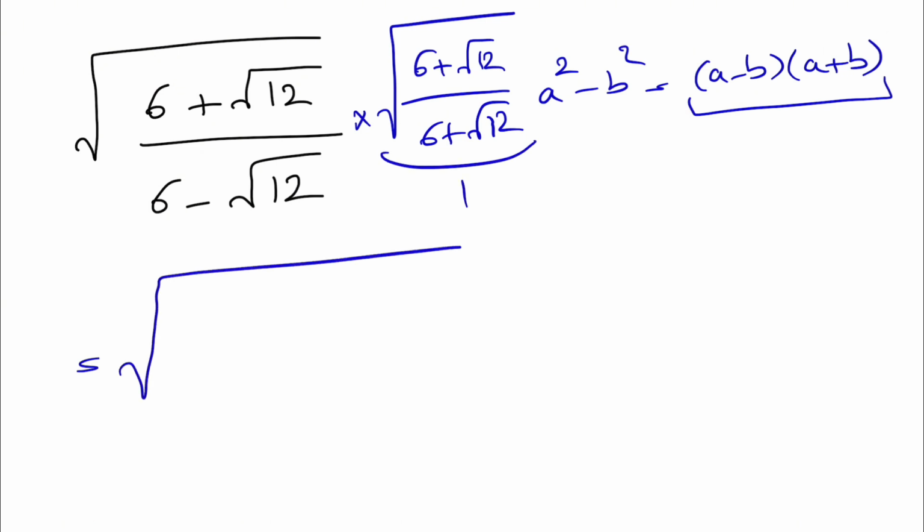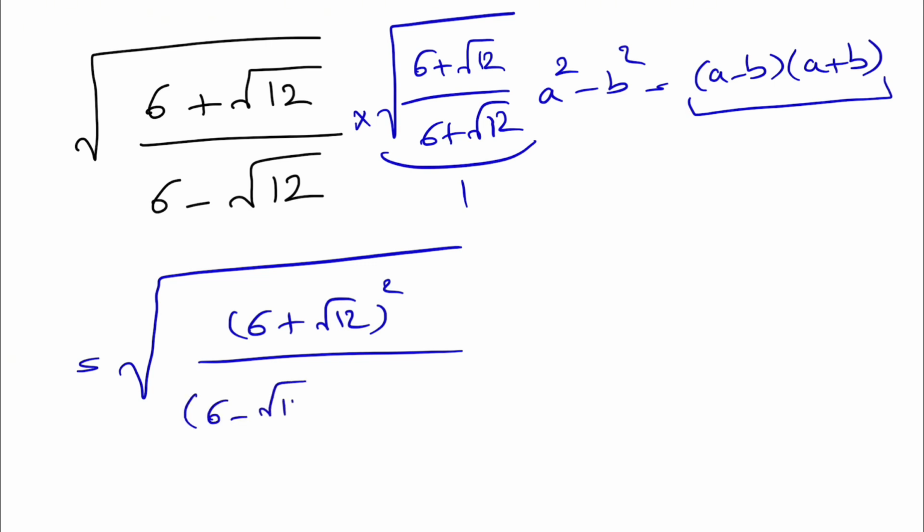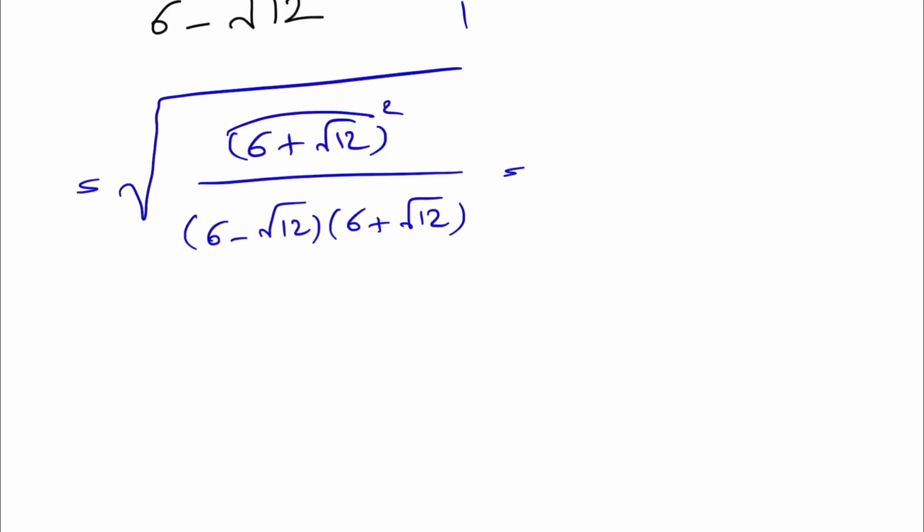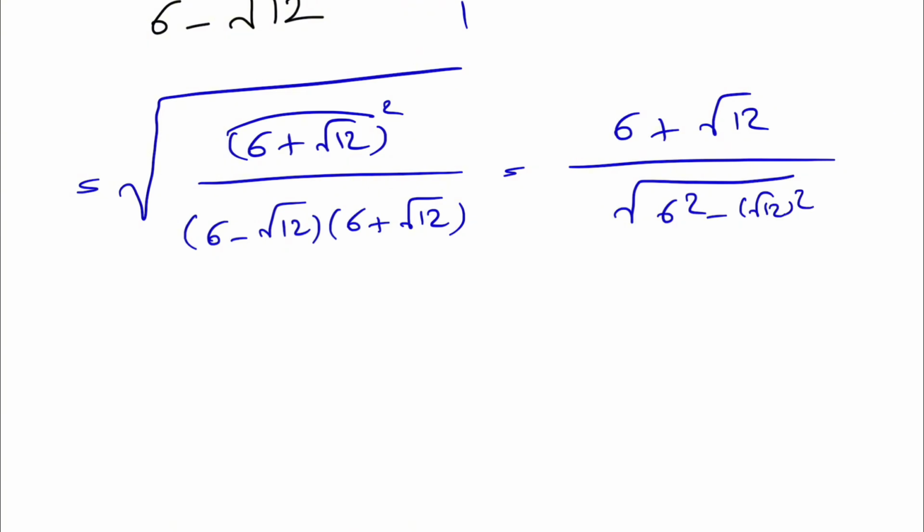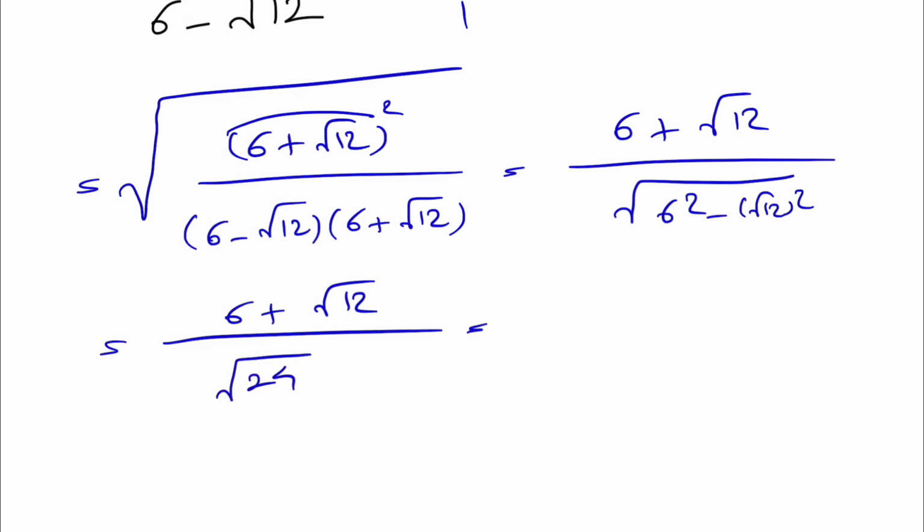And if we do that, we'll have the square root of 6 plus the square root of 12, squared, and in the denominator, we have 6 minus the square root of 12 times 6 plus the square root of 12. So what we will have in the numerator will be 6 plus the square root of 12. Since it's a positive value, it's going to come out the way it is. And in the denominator, we will have the square root of 6 squared minus the square root of 12 squared. So what we have in here is 6 plus the square root of 12 divided by 36 minus 12, which is 24. So let's see how we can simplify this.